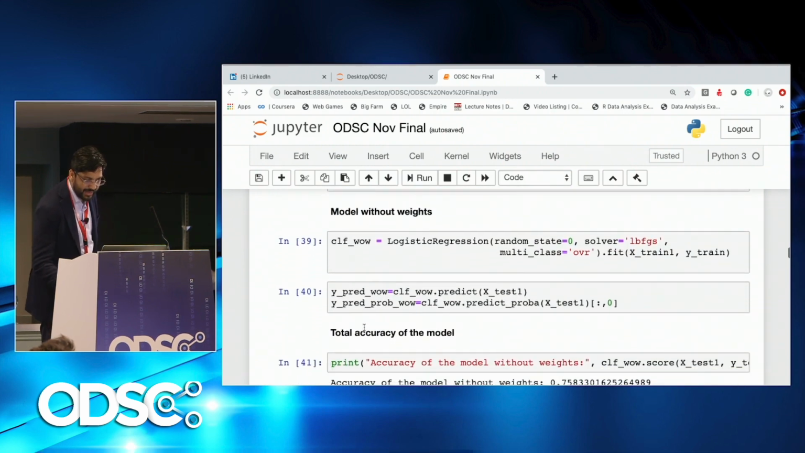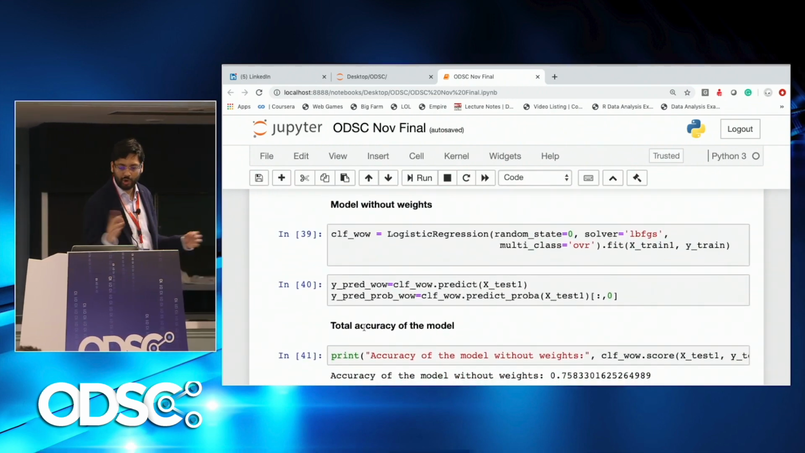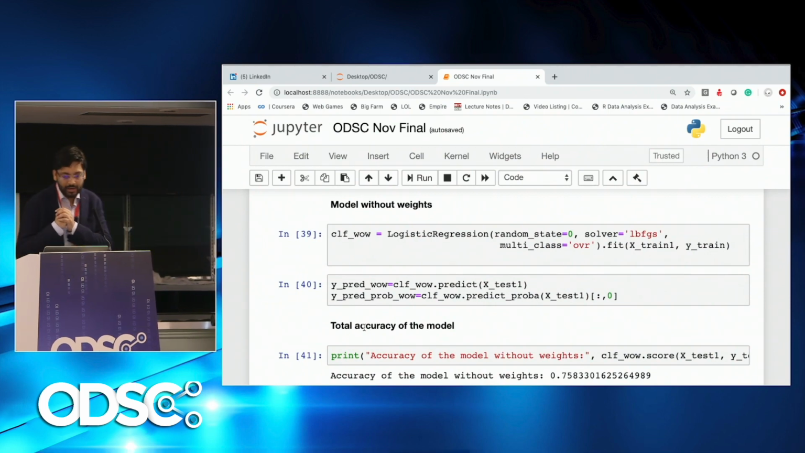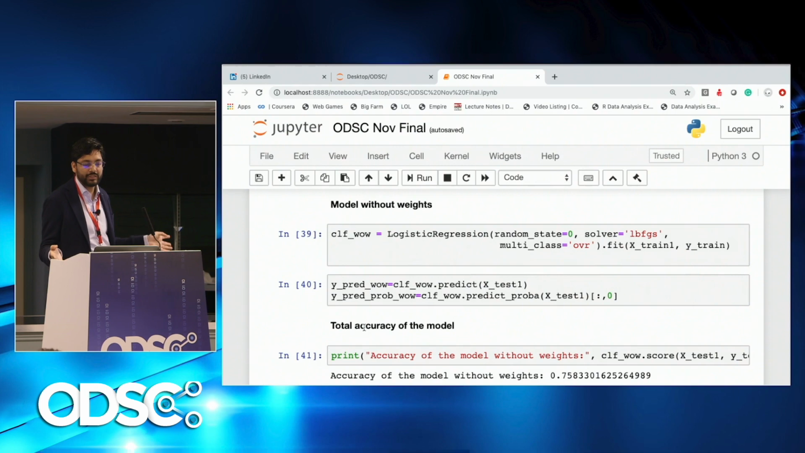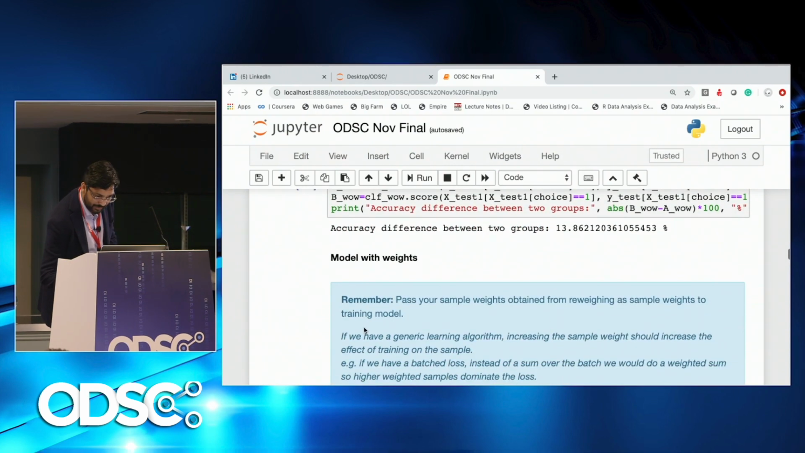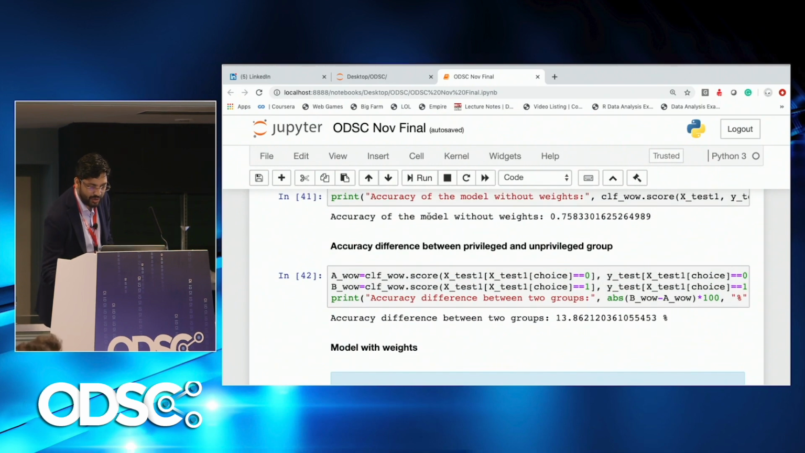So we are making one simple logistic regression model without taking the weight. I'm taking CLF WOW, which is without weights, making a model and training that model. The accuracy of the model is 75% and the accuracy difference is 13.86.